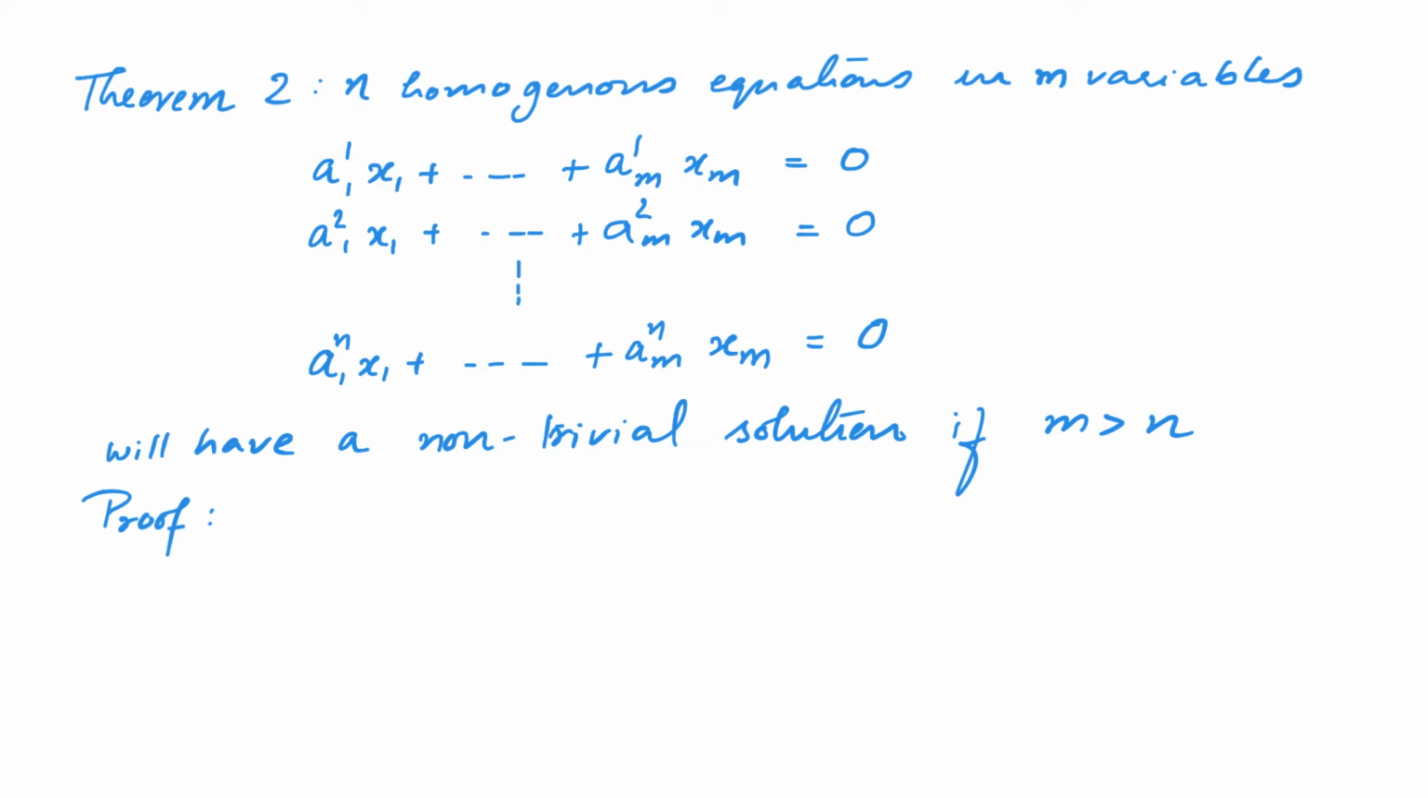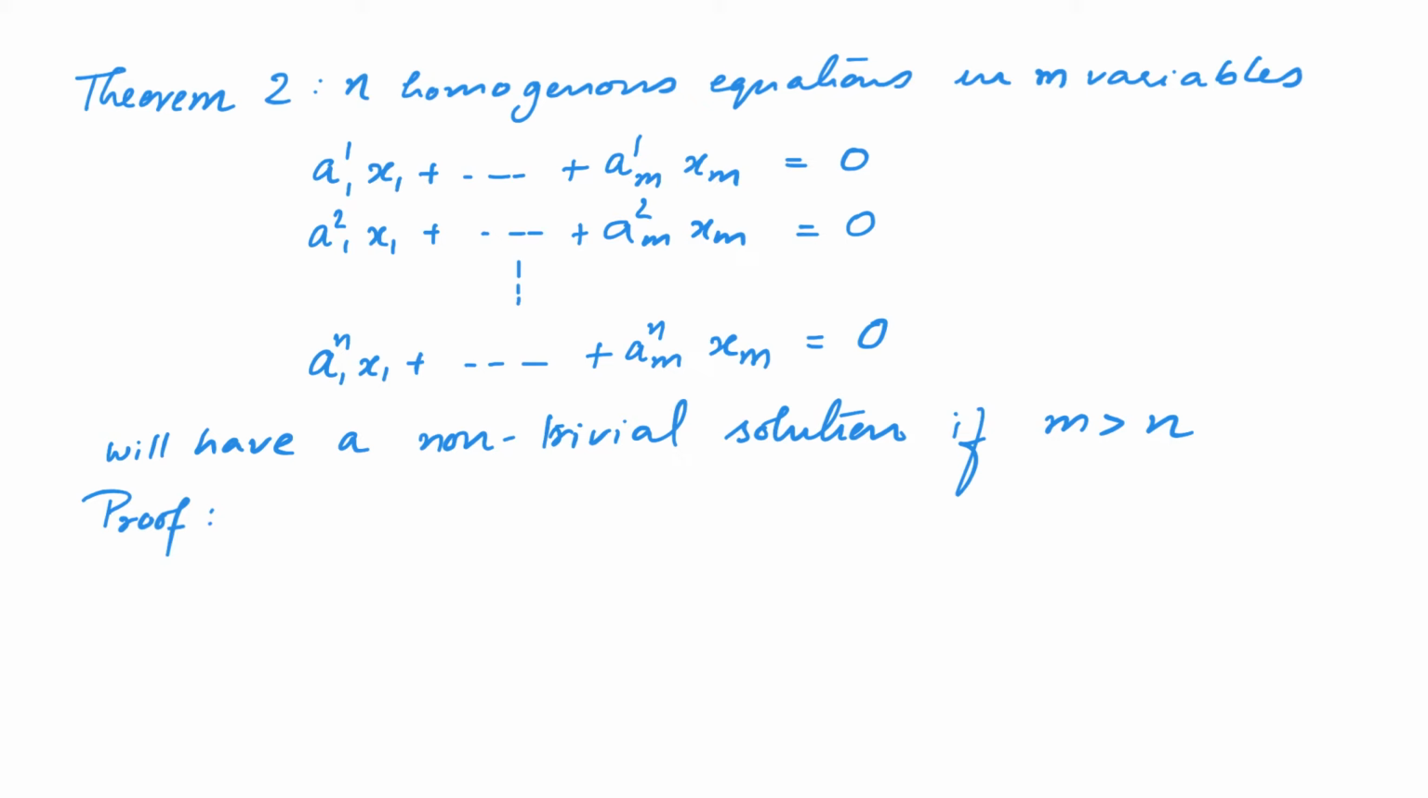Then the system of linear equations will have a non-trivial solution if m is greater than n. By non-trivial solution, I mean a solution where not all xi's are equal to 0. Let us repeat. The theorem states that if you have n homogeneous equations in m variables and m is greater than n, then there exists a non-trivial solution.